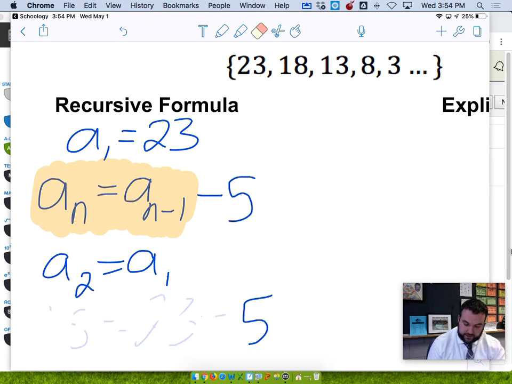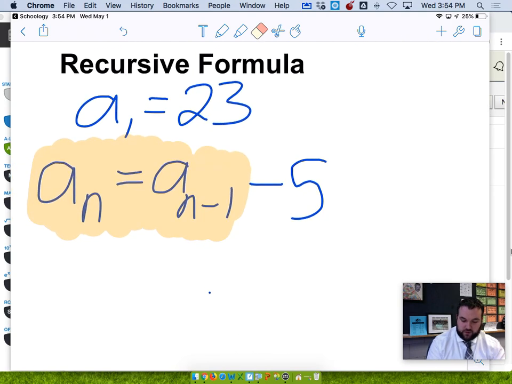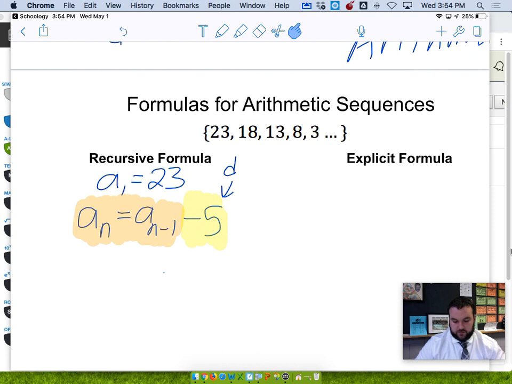Which means that is how I'm going to end my recursive formula. Okay, so there's two parts here. Tell me the first term, and then from the first term, tell me how to get to the next term, and so on and so forth. And that's where this minus 5 comes in. And this isn't a coincidence that this is that common difference. So if the pattern was adding 5 every time, I would change what's in yellow to plus 5, basically.